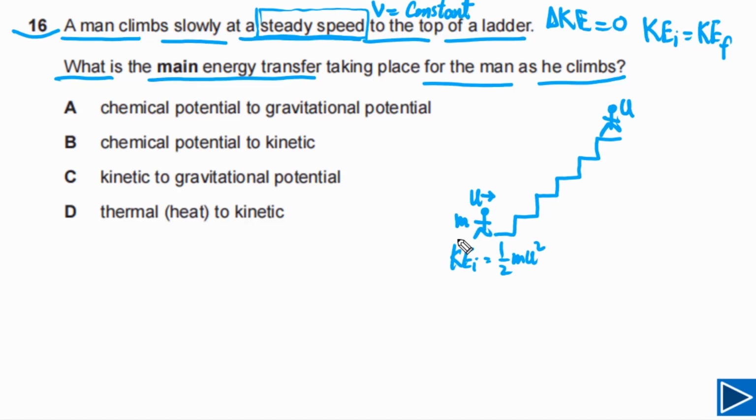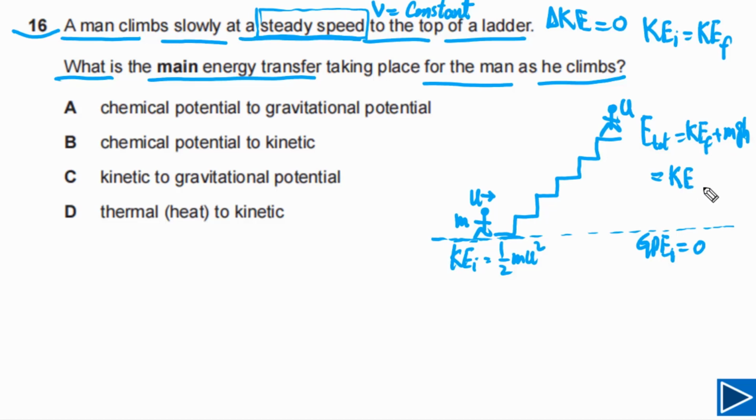Here m is the mass of the person. Let's take the base of the ladder as our reference level, and at this point we assume that the gravitational potential energy of the person is equal to 0. So the initial GPE of the person is 0. When the person is at the top of the ladder, we can write the total energy as E total equal to kinetic energy final plus mgh. Or simply, kinetic energy final is equal to kinetic energy initial plus mgh.